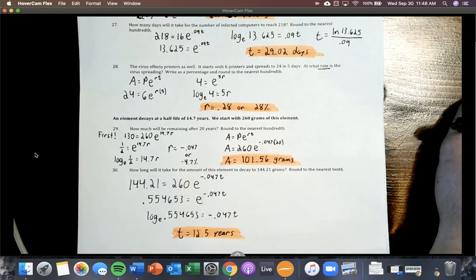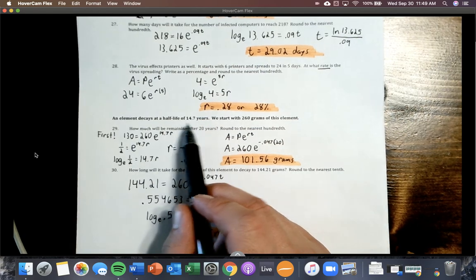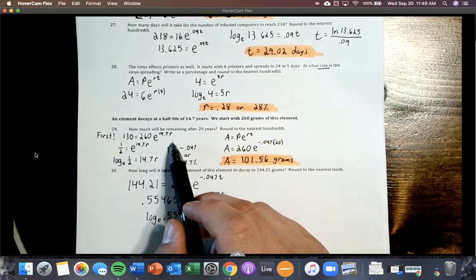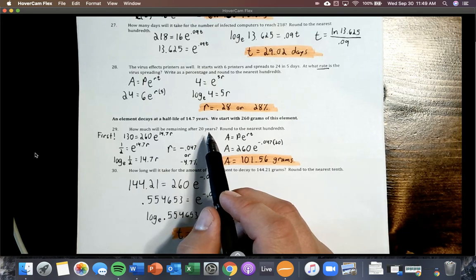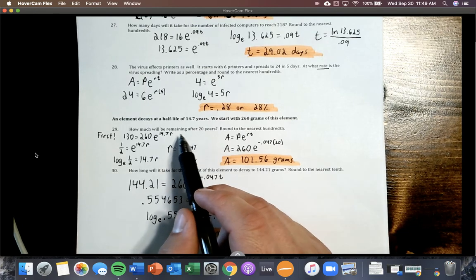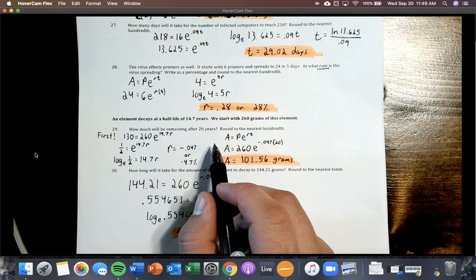29. So an element decays at a half-life of 14.7 years. We start with 260 grams of this element. So 29 is saying how much will be remaining after 20 years, round to the nearest hundredth. So the first thing we have to do is, given the half-life, we have to find the rate, right? Because it doesn't give us the rate in any of the information. It gives us the time, but we want to know how much will be remaining after 20 years. Well, to find that, we have to know the rate.